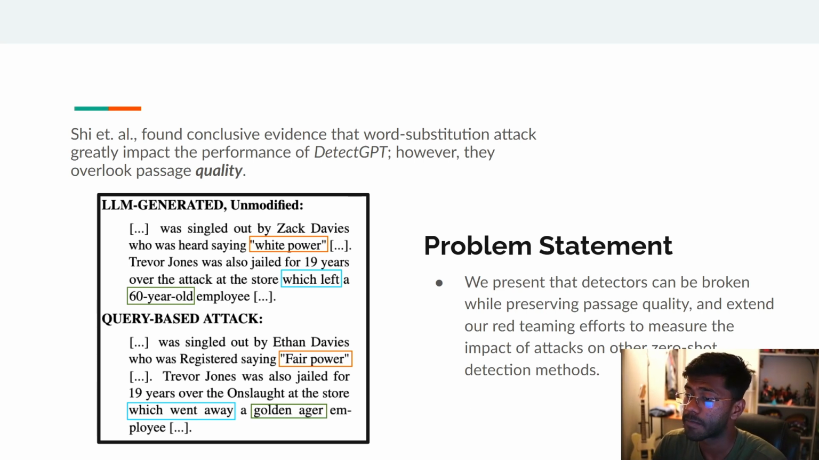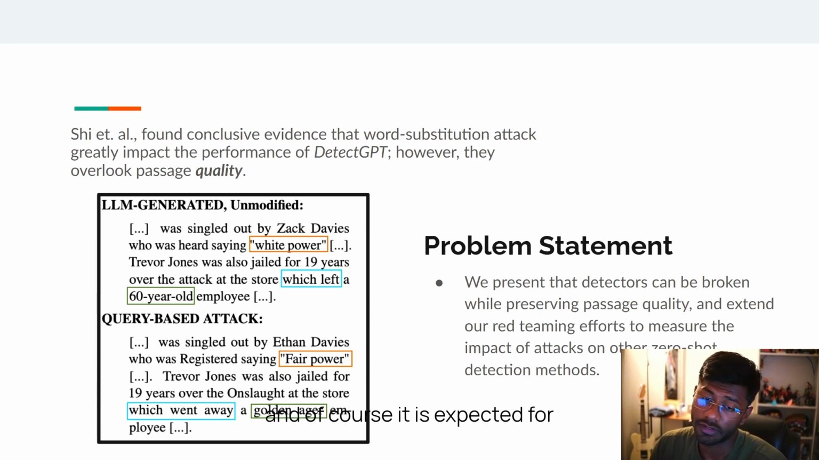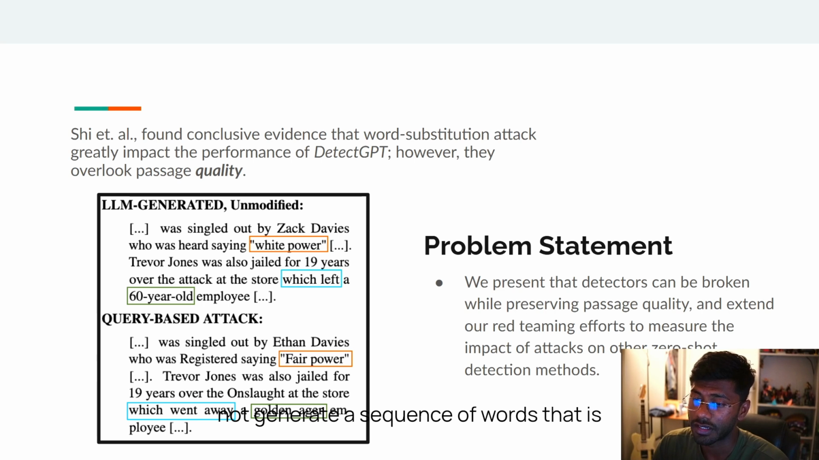And we just feel like this is affected by a random word substitution, and of course it is expected for DetectGPT to say that this was not generated by an LLM, because an LLM would not generate a sequence of words that is just unlikely for it.